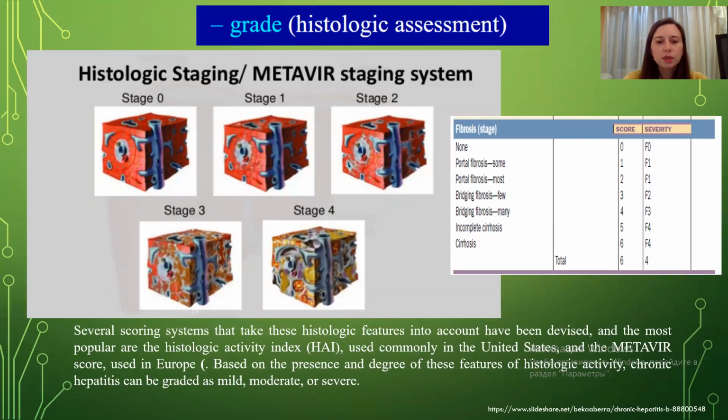Several scoring systems that take these histological features into account have been devised, and the most popular are the histologic activity index, used commonly in the United States, and the Metavir score, used in Europe. Based on the presence and degree of these features of histologic activity, chronic hepatitis can be rated as mild, moderate, and severe.